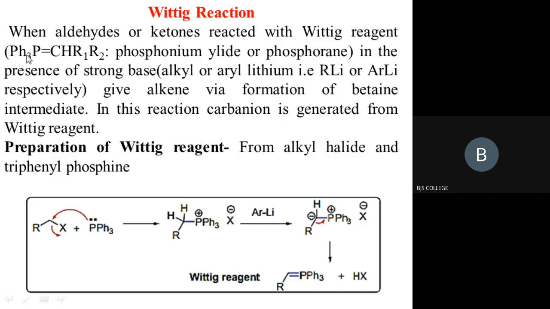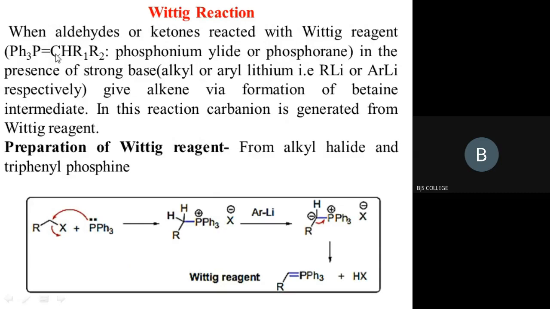Its structure is like this: PPh3 double bond CR1R2. R1 and R2 can be anything, it can be hydrogen also. So this particular reagent was invented by Wittig to convert your aldehyde or ketone into an alkene in one step, and that is why, for his great contribution, he got a Nobel Prize.